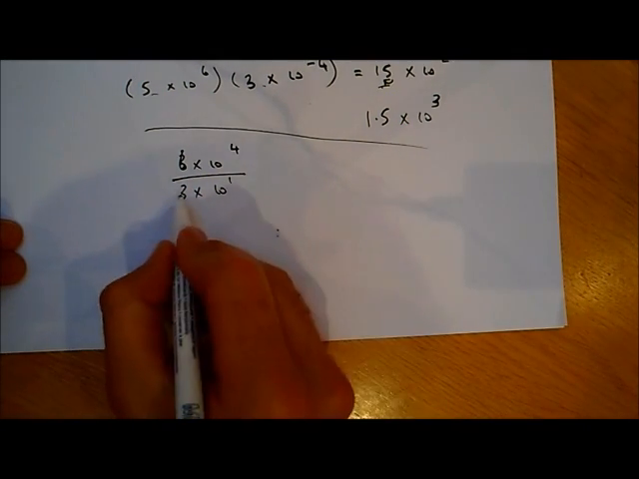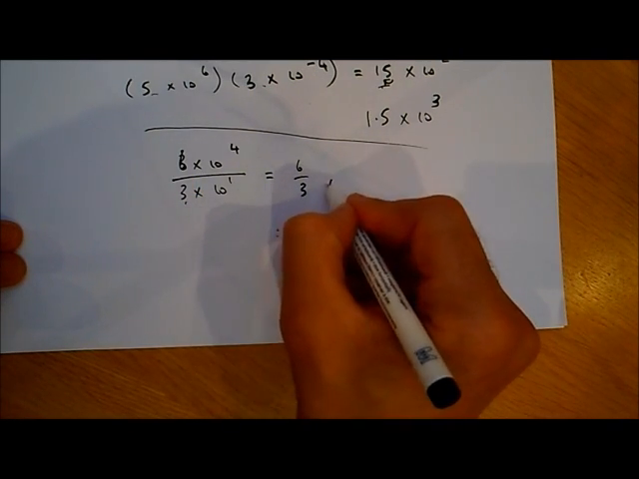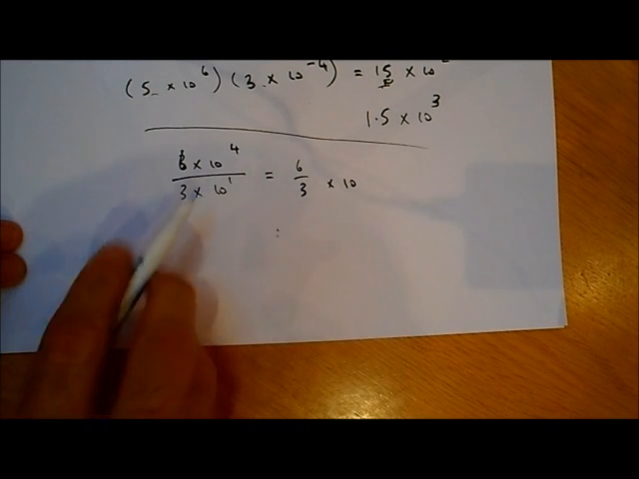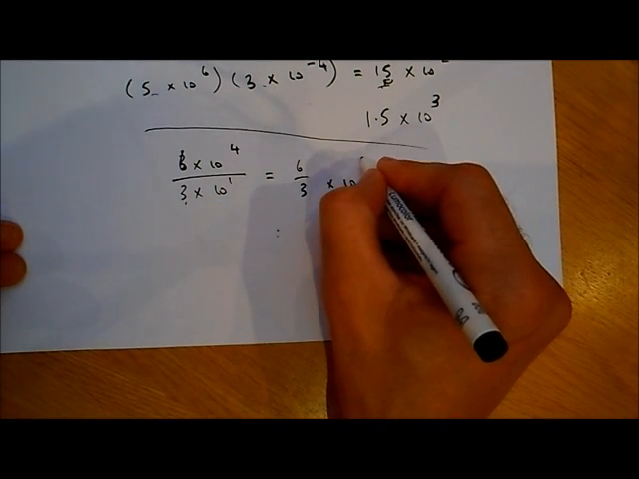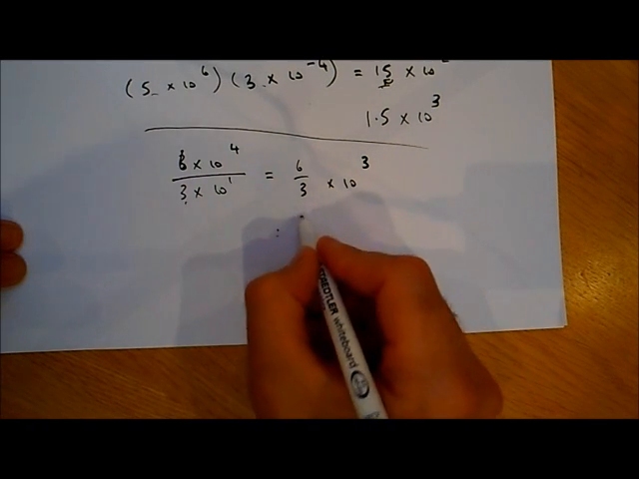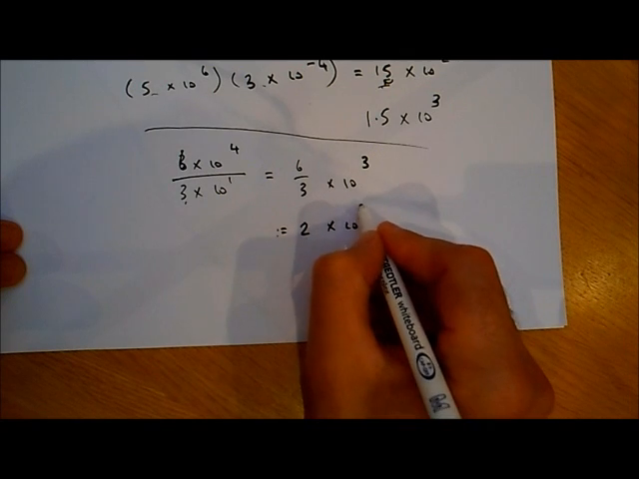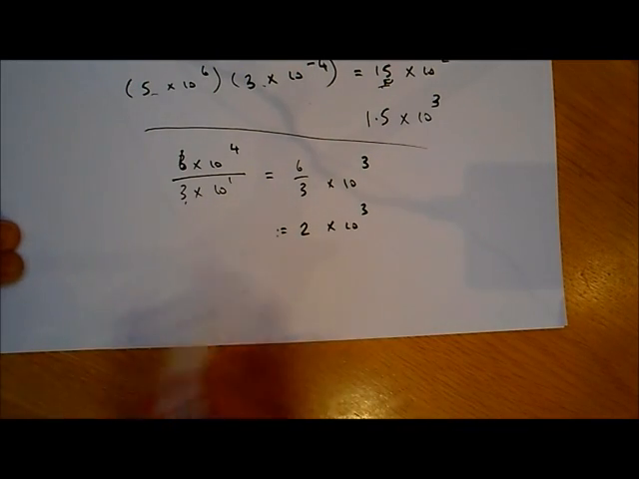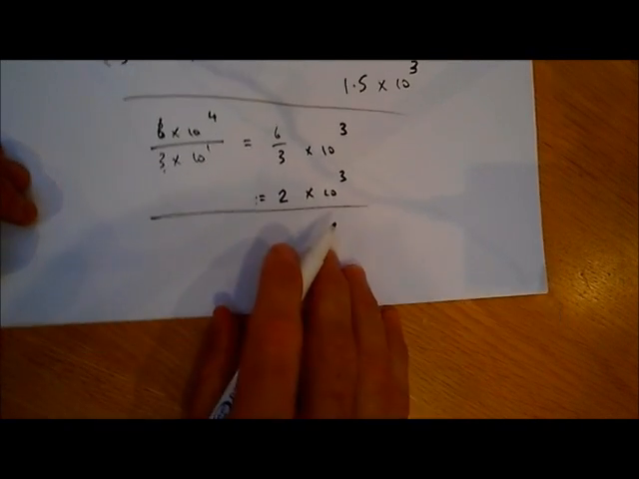Okay, so all we do is we divide these numbers. So 6 divided by 3, so we have 6 over 3 multiplied by 10 to the power of, and we subtract these numbers, 4 minus 1. So 4 minus 1 is 3. So 6 over 3 is 2. 6 divided by 3 is 2. So that's equal to 2 by 10 to the power of 3. Very simple. What about a slightly harder one?